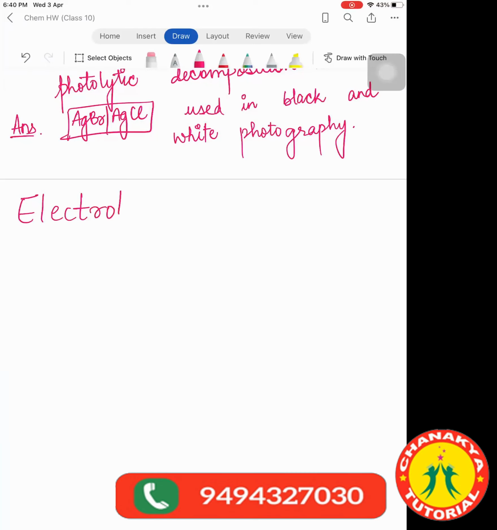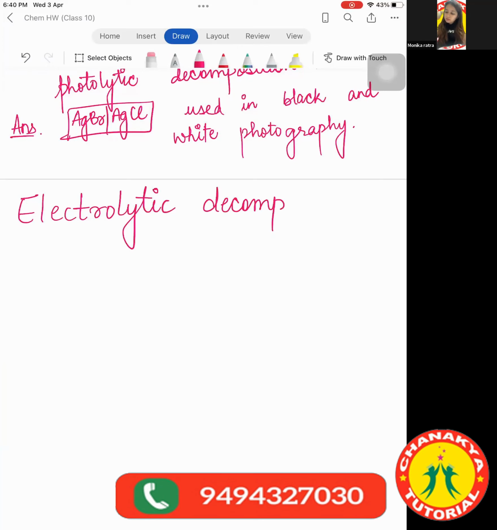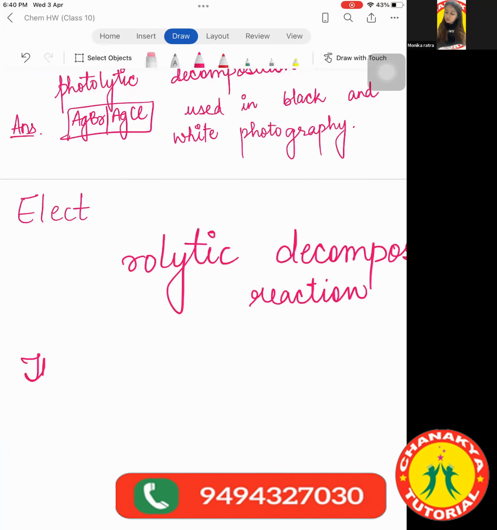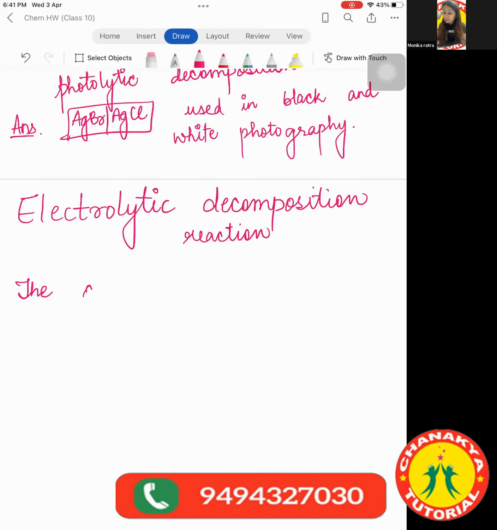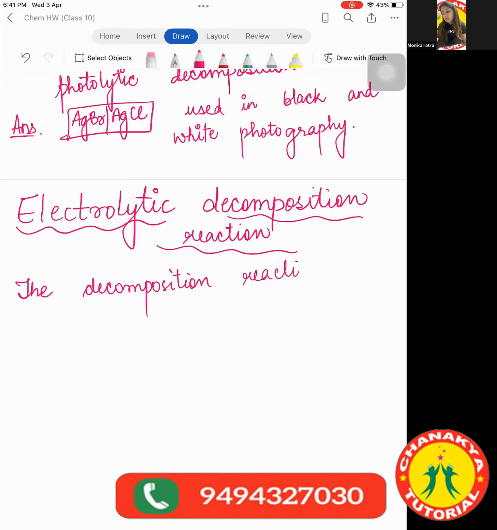The next is electrolytic decomposition reaction. Now this is the reaction. The decomposition reaction which occurs in the presence of electricity. The decomposition reaction that occurs in the presence of electricity.